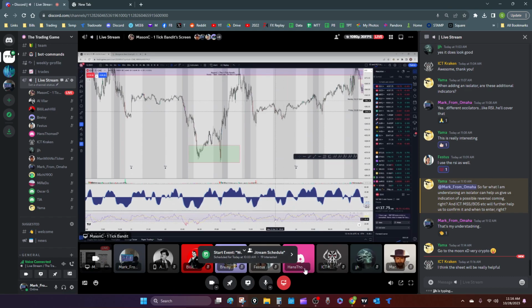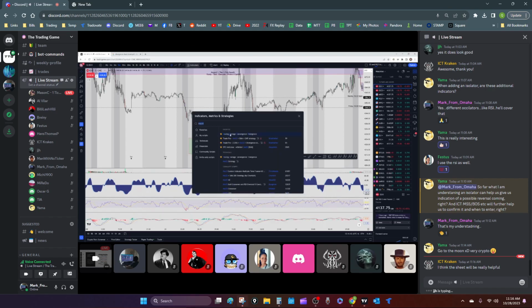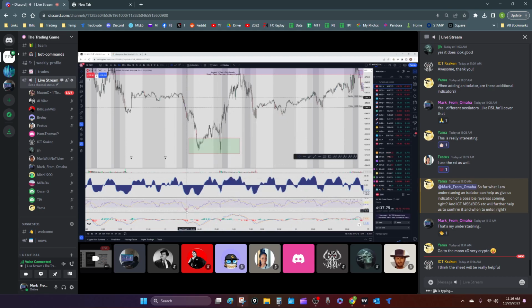So this can work with RSI. Let me see. I'll pull up the MACD as well. This can work with MACD. This can work with RSI. Those are if you're wanting the basic oscillator, I would choose either the MACD or the RSI. The RSI is one that it's easier to kind of look at.